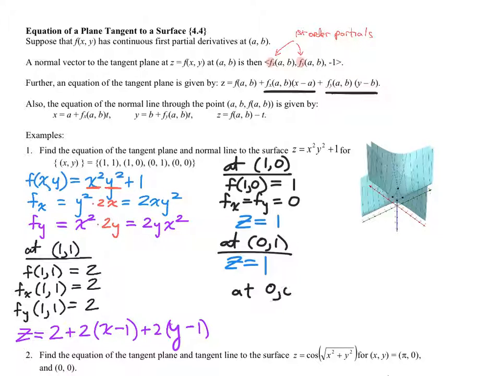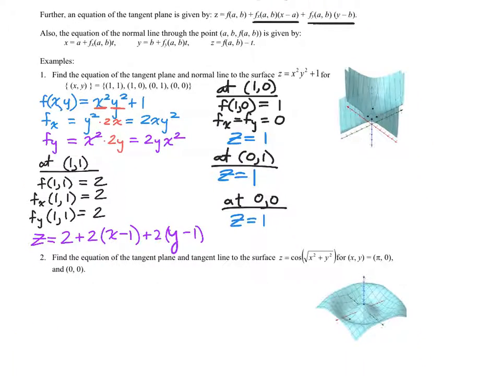At 0, 0. Well, we know the first order partials are going to 0 out. It's just a matter of what the original function is going to be equal to when x and y are both equal to 0. Still 1. So really not difficult at all. Now, the second one, a little bit of a different story.